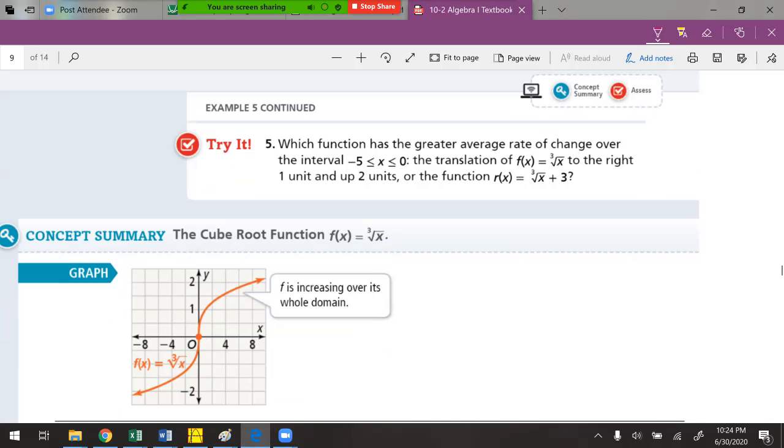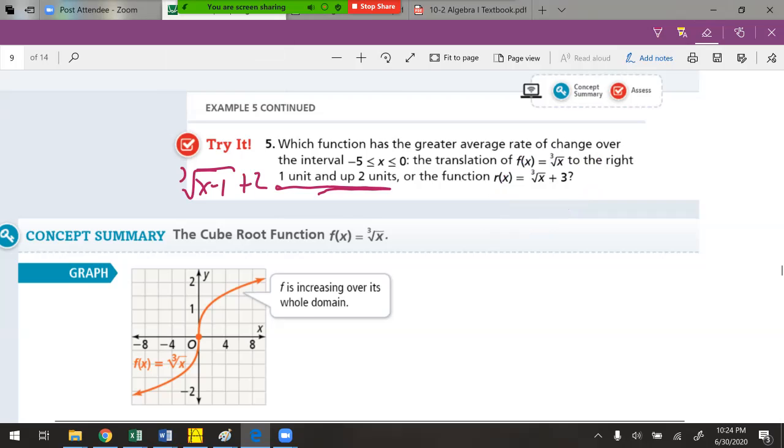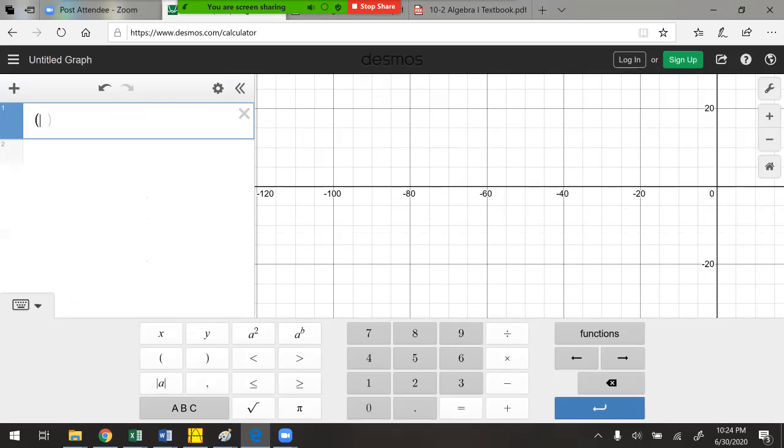So let's do this example here real quick. Use Desmos, cannot stress enough. Let's make an equation for this. To the right one, it's going to be the cubic root of x minus 1, and then plus 2. Or this function. So between -5 and 0, we've got to see which one's a bigger rate of change. We can actually see it visibly. Here we go. So we're going to go parentheses x minus 1, to the 1/3, plus 2.